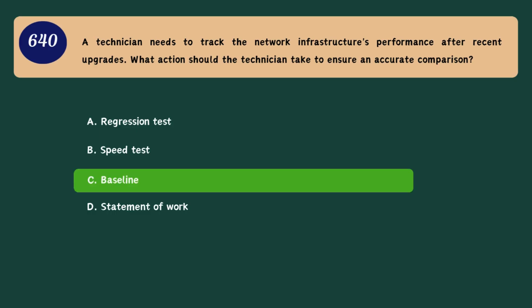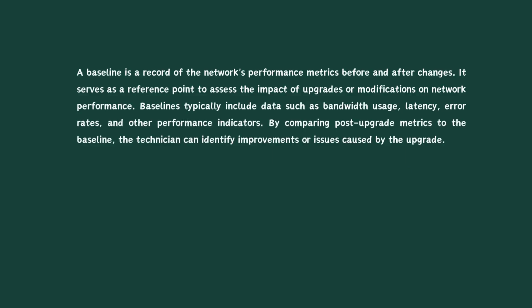Correct answer. C. Baseline. A baseline is a record of the network's performance metrics before and after changes. It serves as a reference point to assess the impact of upgrades or modifications on network performance. Baselines typically include data such as bandwidth usage, latency, error rates, and other performance indicators. By comparing post-upgrade metrics to the baseline, the technician can identify improvements or issues caused by the upgrade.